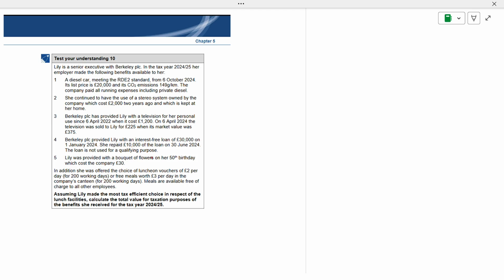And then it is available from 6th October, so it is 6 months, 6 by 12. So 20,000 list price into the approximate percentage, 34 percent, that is equal to 6,800 for a year. Into 6 by 12, 3,400 is the car benefit.